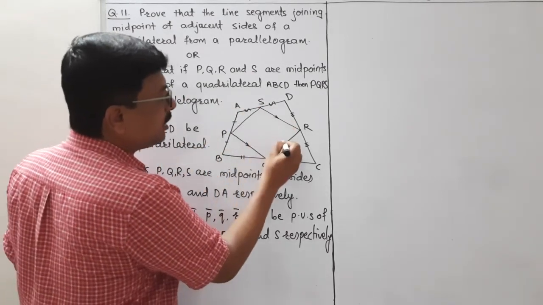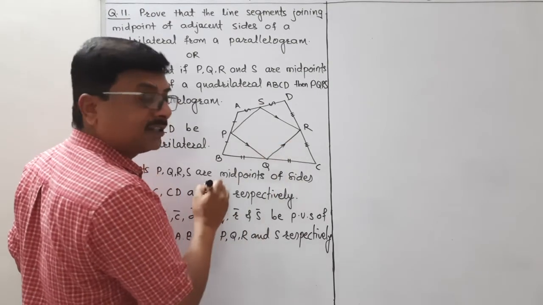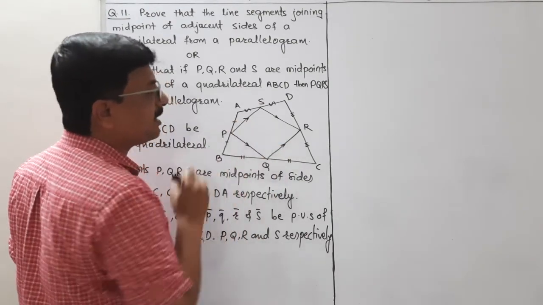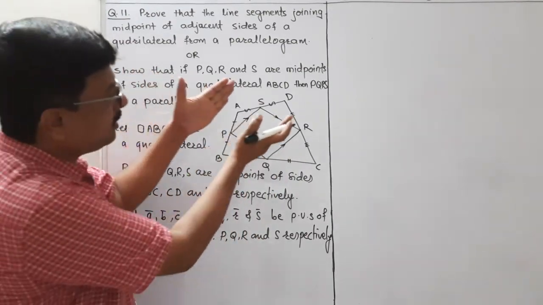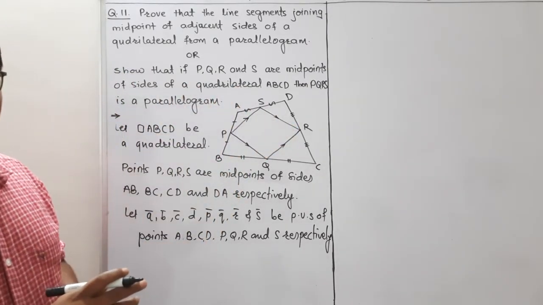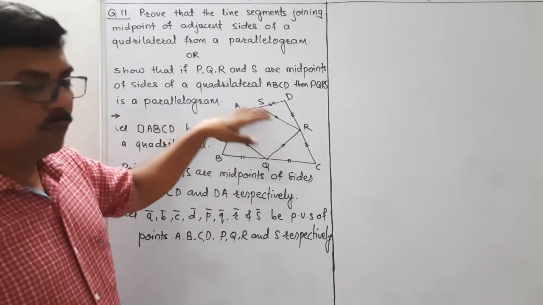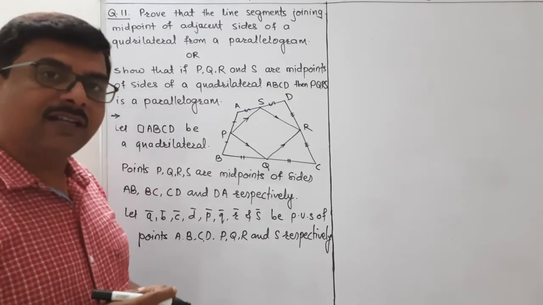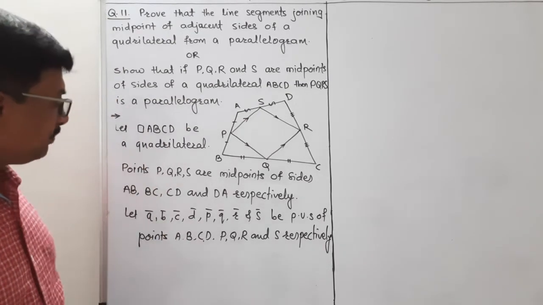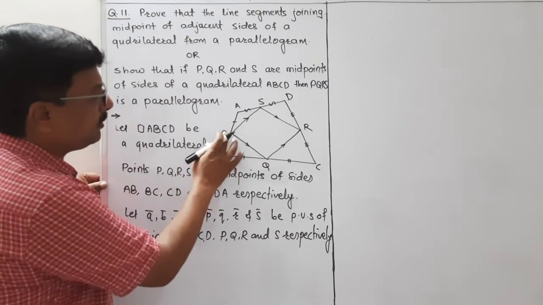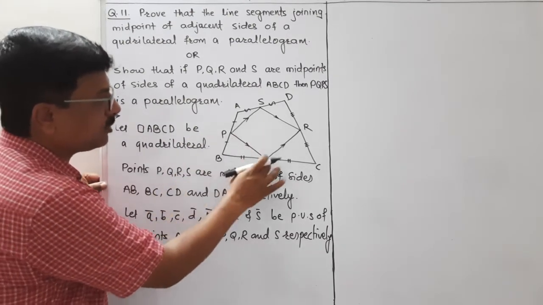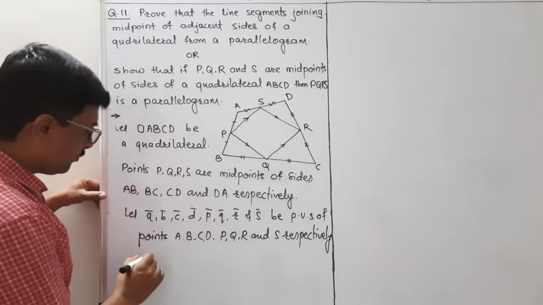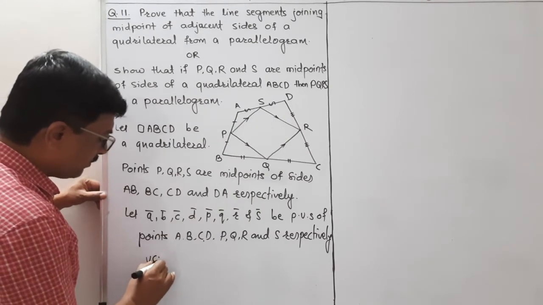As well as if you show this QR vector and PS vector are equal, then we can say that they are also parallel to each other. And if both pairs of opposite sides are parallel, then that quadrilateral is always a parallelogram. Now first of all, we'll find the position vectors of points P, Q, R, S using the midpoint formula.